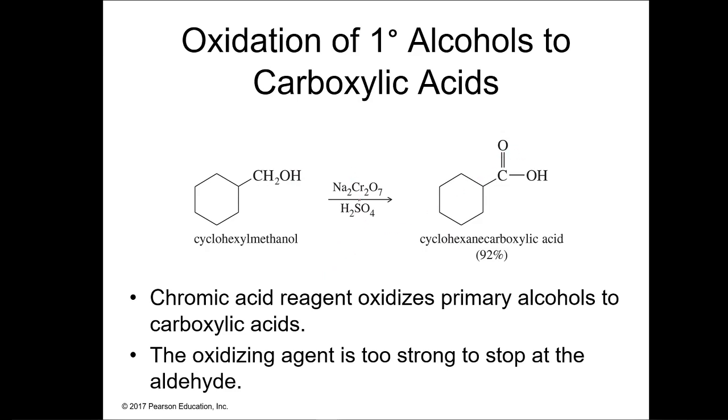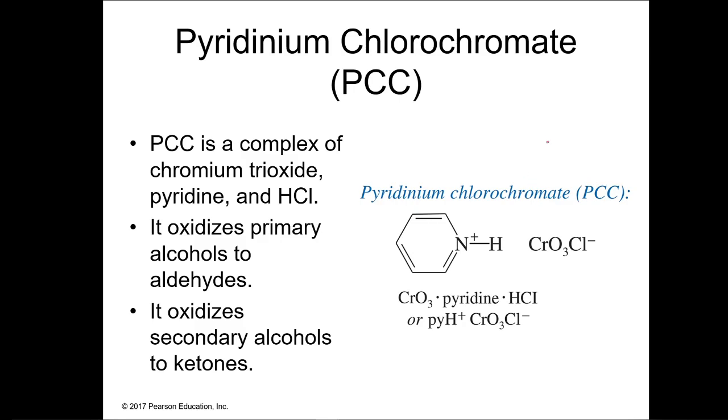For primary alcohols, these get oxidized to aldehydes. If you use the chromic acid reagent, you get a carboxylic acid. So you need a more mild agent if you want to stop at the aldehyde. So for that we use pyridinium chlorochromate, which we'll just abbreviate PCC. So that's a complex of pyridine, which is like a benzene with a nitrogen in it, a chromate, and chloride ions.